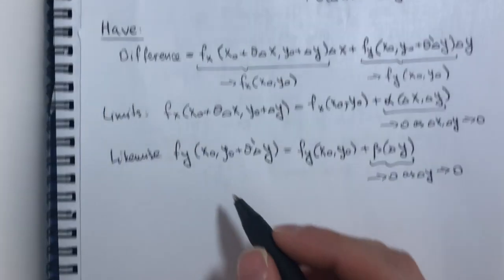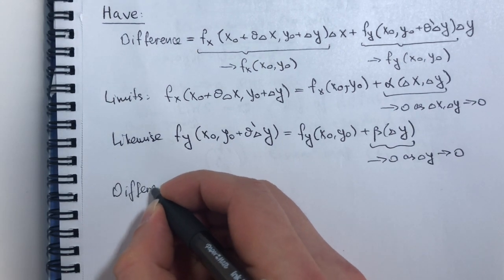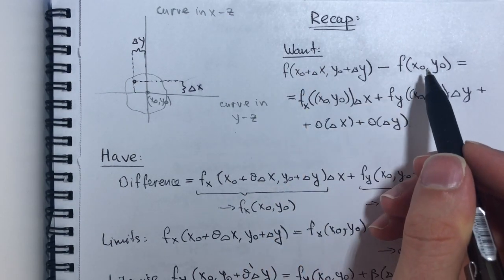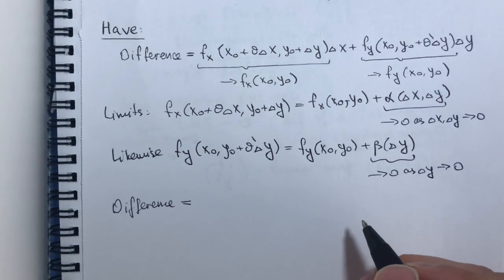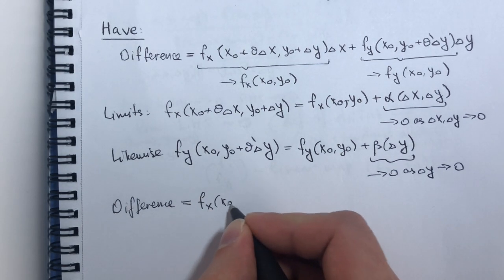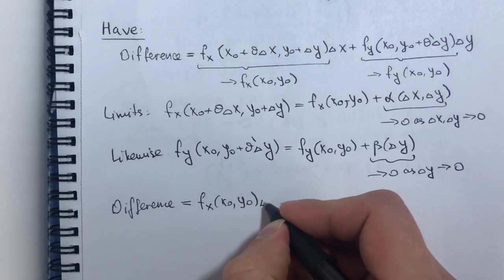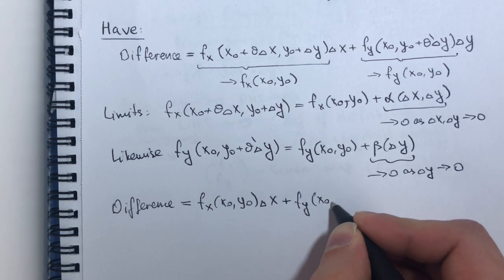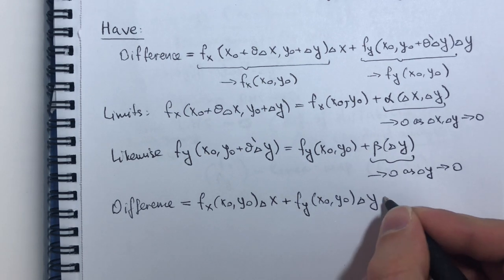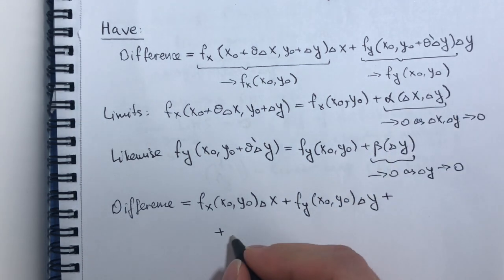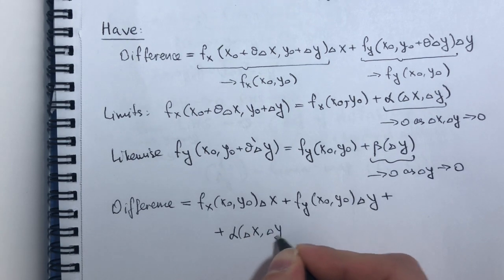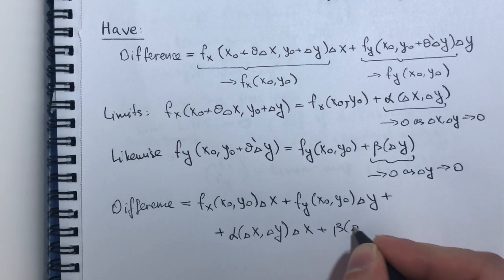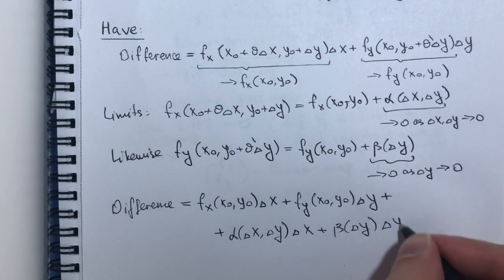Right? So this allows us to rewrite our difference in function values taken at a new point and at a base point to get this partial derivative times delta x plus this guy, at x naught, y naught, times delta y, plus, don't forget about these guys, alpha of delta x, delta y, again, times delta x, and then beta of delta y, times delta y.